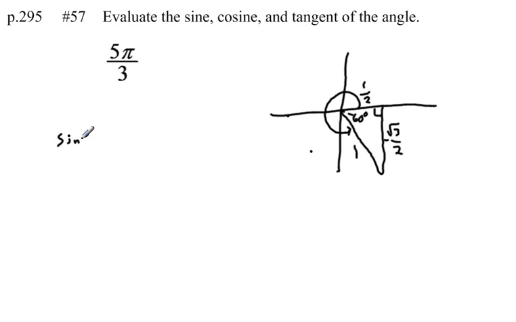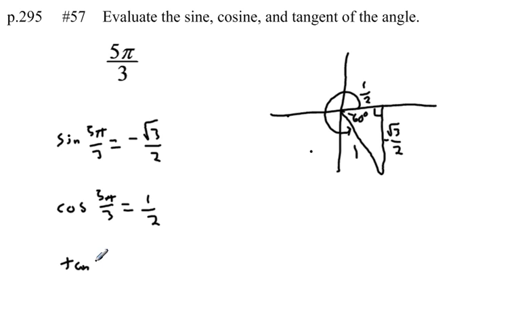So I'm going to write over here the sine of 5 pi over 3. Once I have my diagram, I can get sine, cosine, and tangent by using SOHCAHTOA. Sine from SOHCAHTOA is opposite over hypotenuse. Anything over 1 is just equal to itself, so the sine of 5 pi over 3 is negative square root of 3 over 2. The cosine of 5 pi over 3, from SOHCAHTOA, cosine is adjacent over hypotenuse, so that's going to be equal to 1/2.